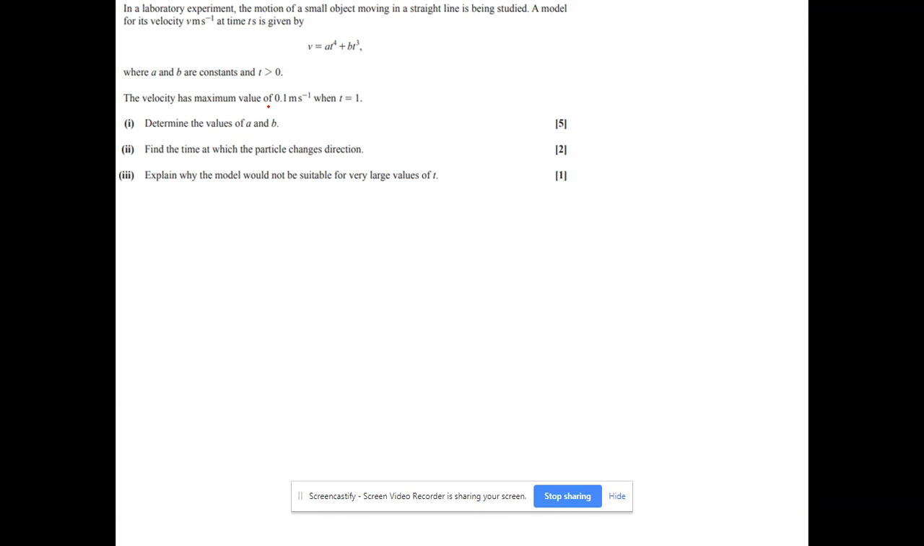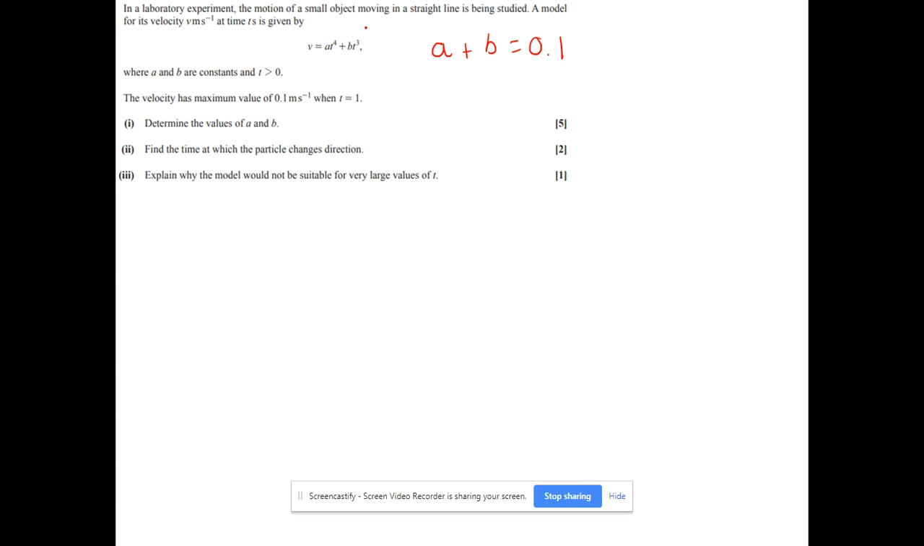Velocity is a maximum when time equals 1. So if we put in t equals 1, then we are going to end up with a plus b equals 0.1. That's definitely going to be one of the equations. We've got to determine a and b.